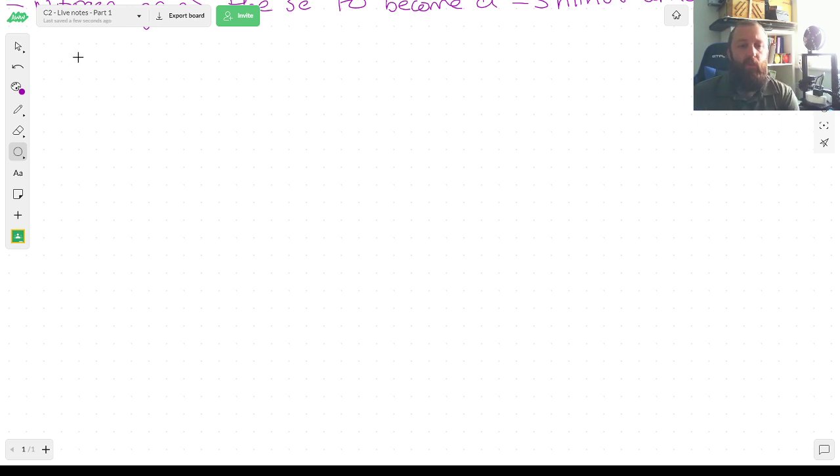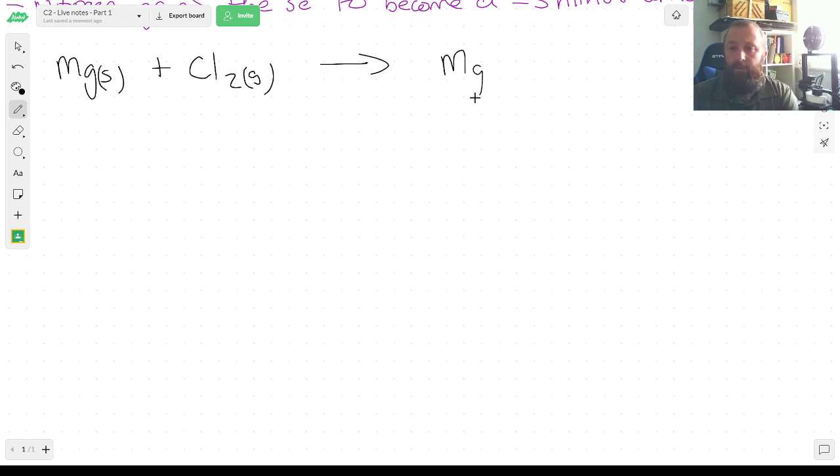Right, let's start off with magnesium and chlorine gas. So when we do this, what we should end up with is this salt. This is magnesium chloride. Okay? Notice it's got a different formula. When we looked at sodium chloride, it was NaCl.